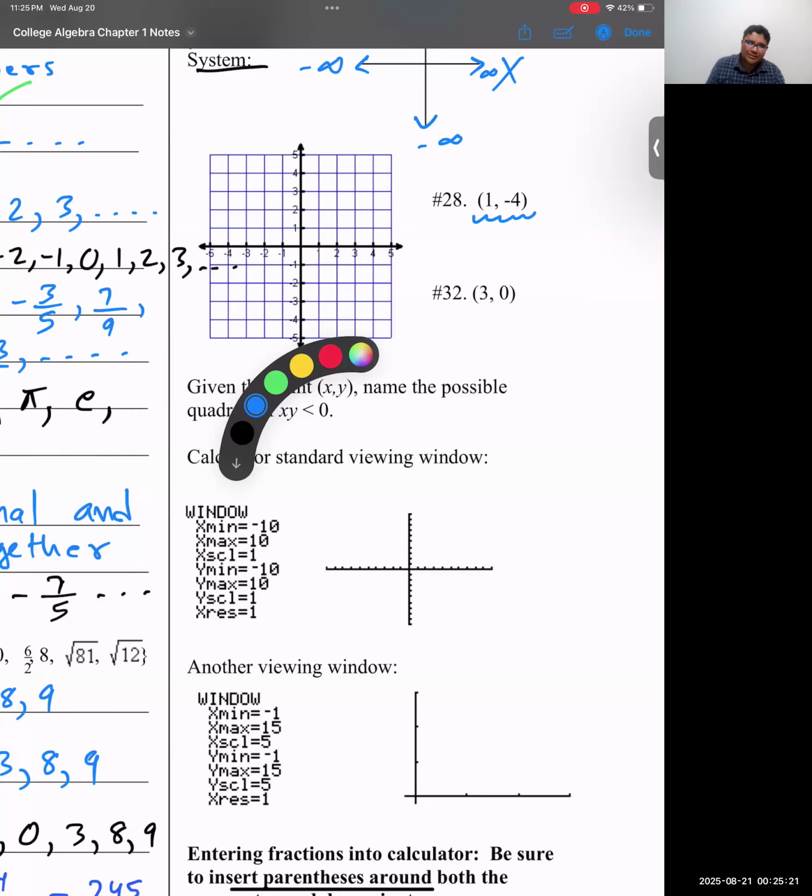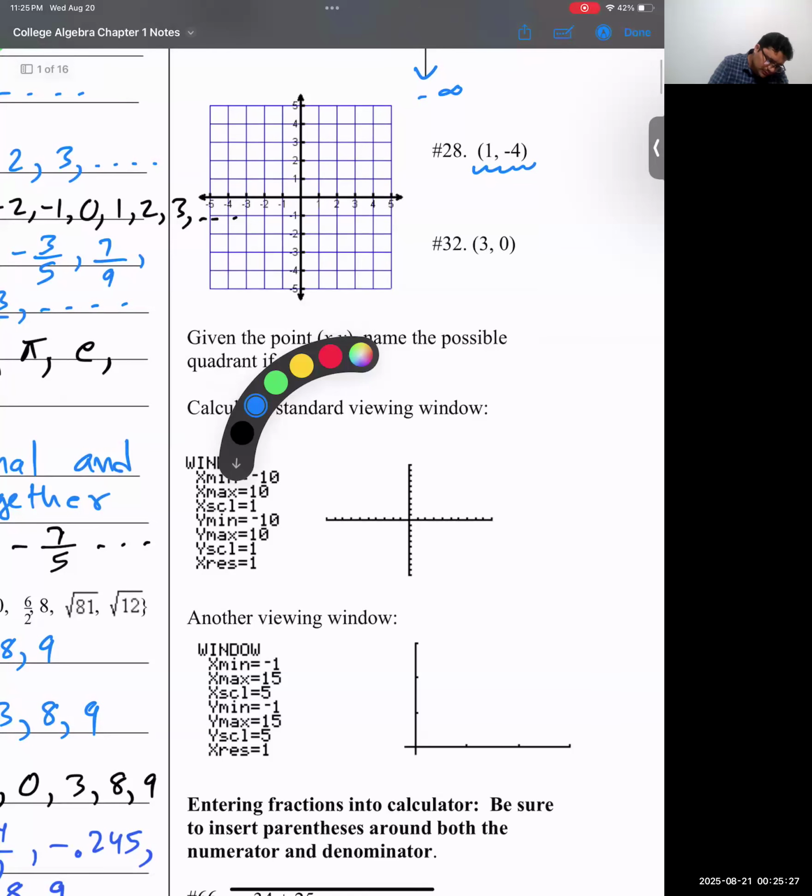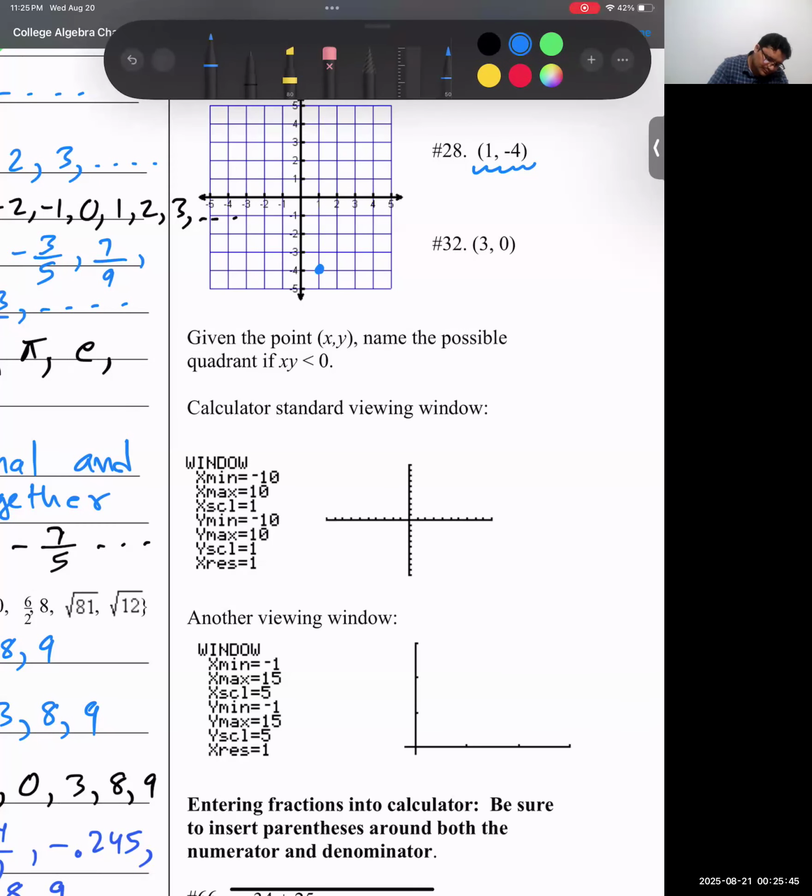So for example, this point here, 1, -4. I made a blue dot here. You notice it? 1 to the right and 4 units down. 1, -4. Okay. Then you have 3, 0. 3 units to the right and 0 units up and down. So 3, 0 will be a point on the x-axis like that.